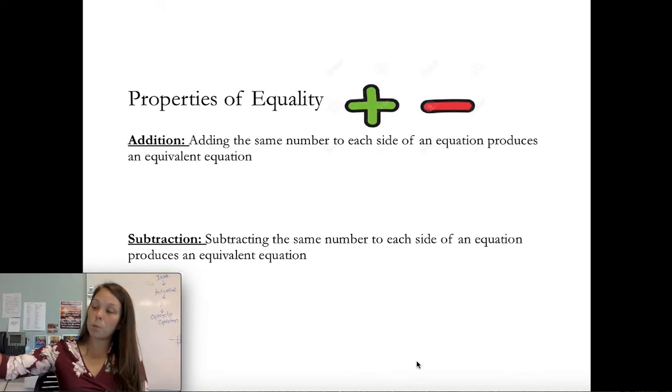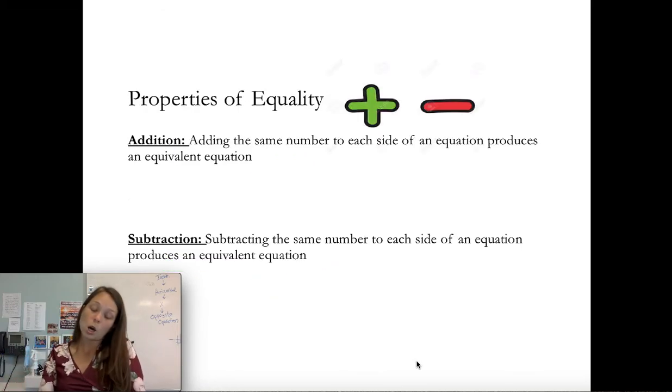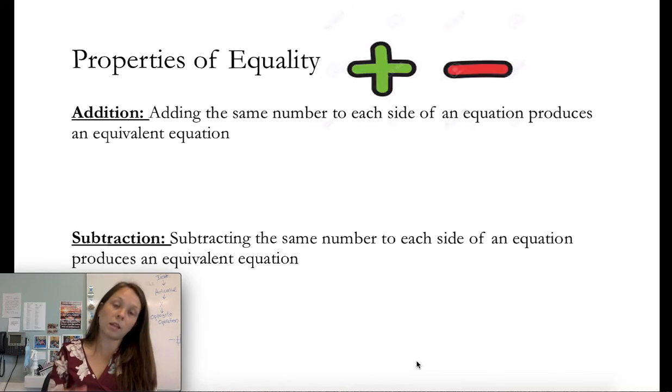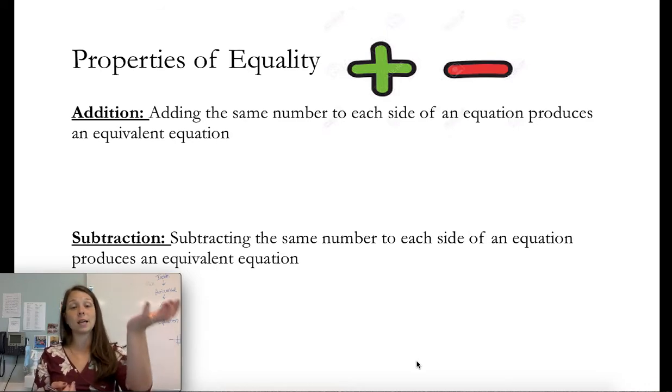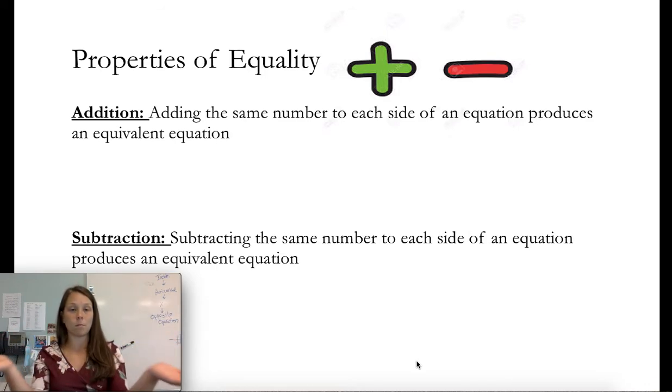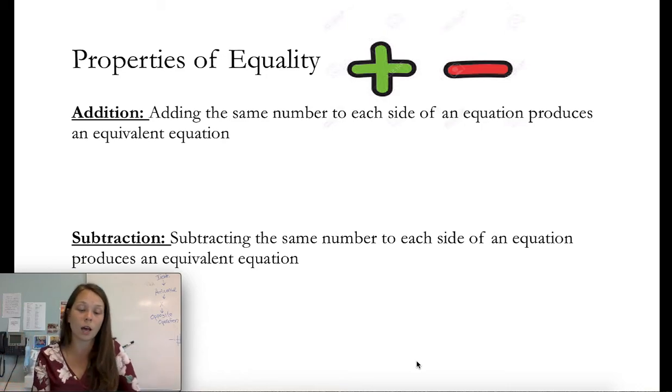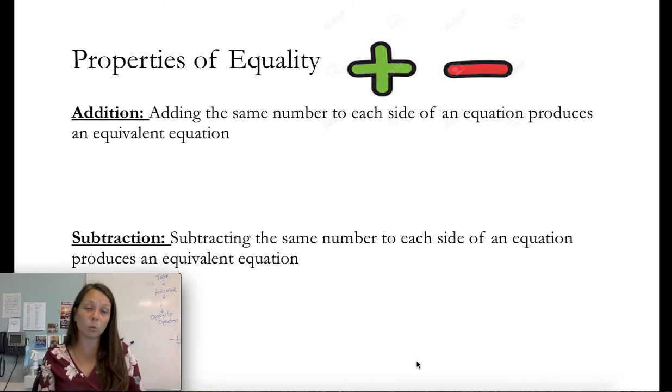Now we want to talk about properties of equality. Properties of equality are just letting you know that when you have an equal sign, it means that the weights of one side of the equal sign and the other side are the same. So whatever's on one side is going to be equal to or equivalent to the other side. When we start adding variables, that's when it begins to get a little bit more abstract.